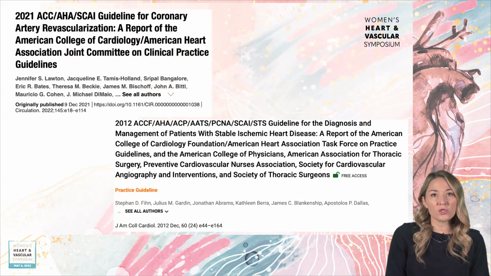These are the two major guideline publications that I will be referencing. You can see on the top left here, this is the 2021 guideline for coronary artery revascularization from JACC and AHA. And there's also a 2012 guideline for stable ischemic heart disease, a little bit older, but still very pertinent to this discussion.